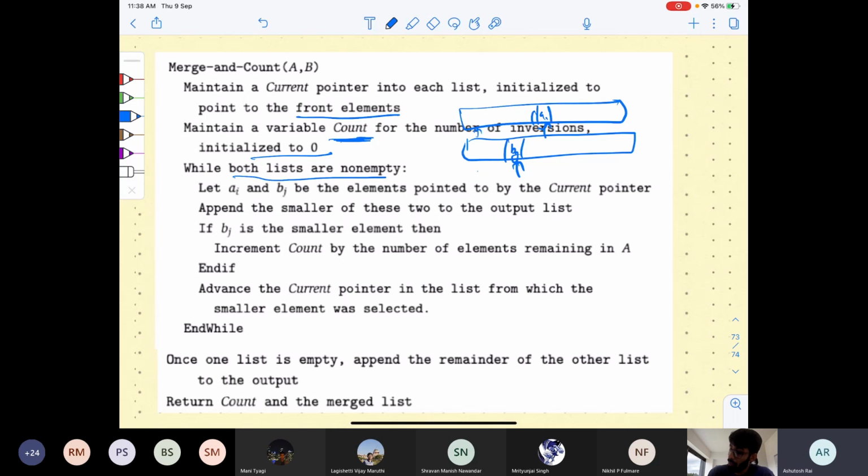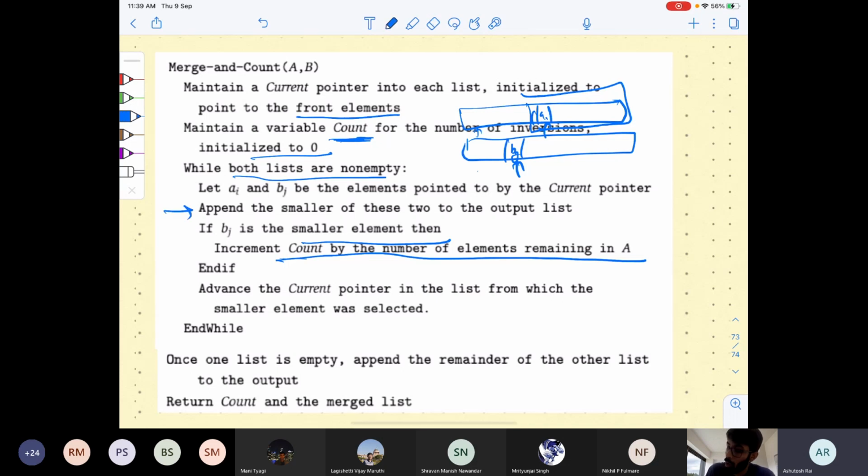And if now BJ is the smaller element, then increment count by the number of elements remaining in A, which is whatever the size of A minus AI plus 1. Okay, and then we end that if. Then append the smaller of these two to the output list.